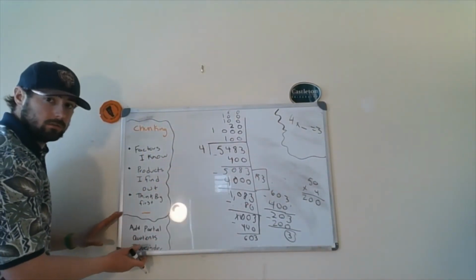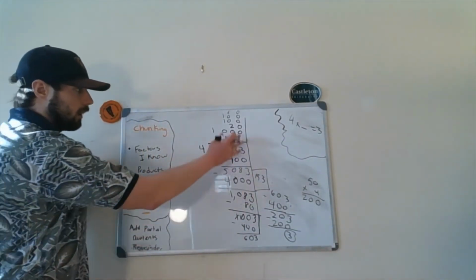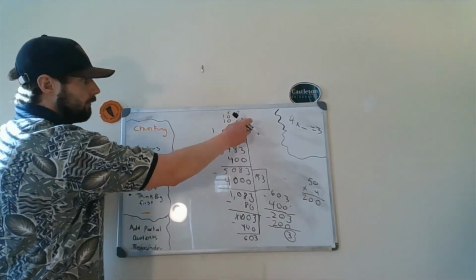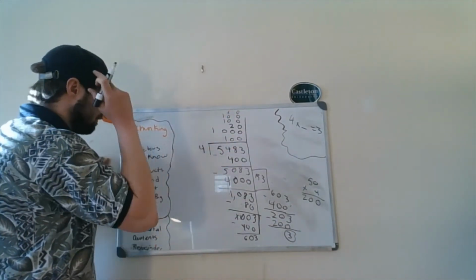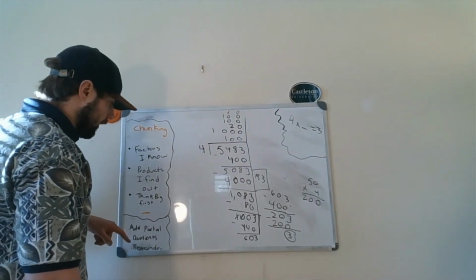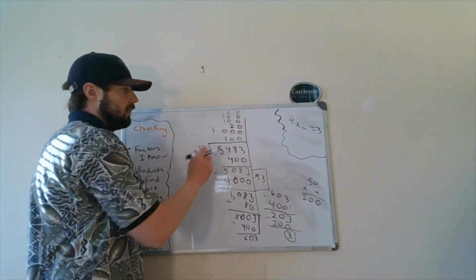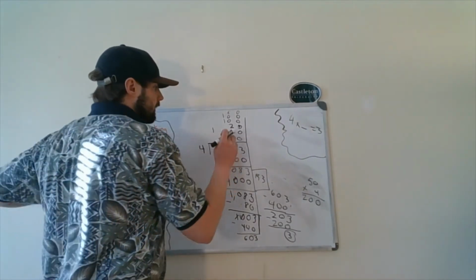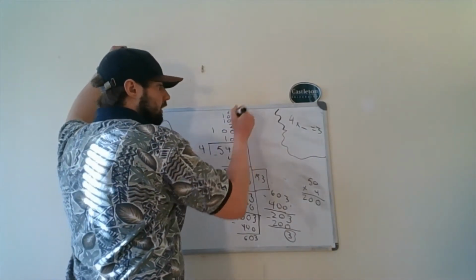Next rule. Not a step. Next rule. We just made our own rules here. Look how many different steps we made, all with our own brains. Add the partial quotients and the remainder. We need to add all these numbers. Let's do it.